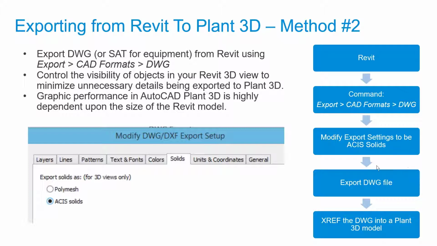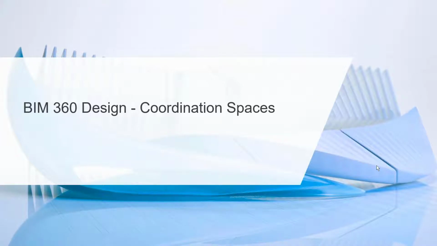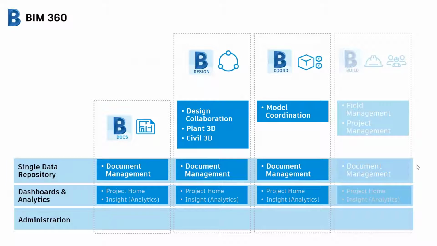So let's see, we can move on here to BIM 360 Design and talk about some of the coordination spaces that are available now. The Plant 3D 2021 integration has been moved to the Docs and Design environments. So now we have some options here for setting up coordination spaces.